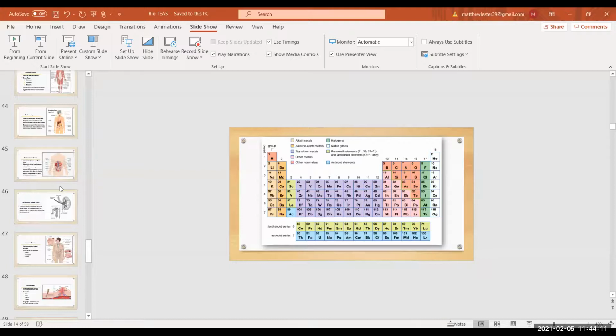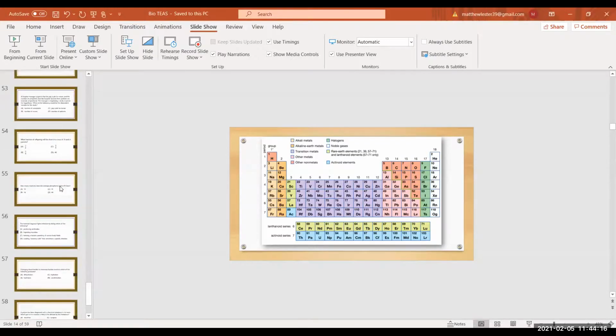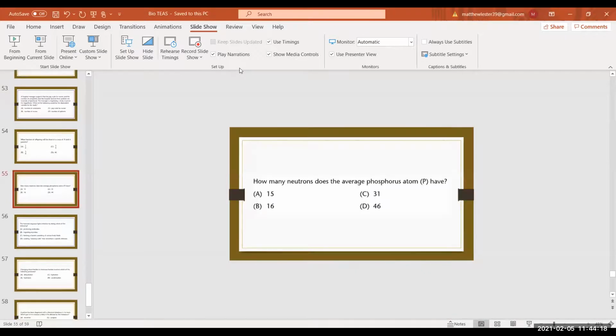So the atomic number for phosphorus is 15, and that's the number of protons and neutrons. So the answer would be A. Yeah, so John just answered that question. If you're doing a question that actually involves the periodic table, you will be given a periodic table. Okay, moving on.